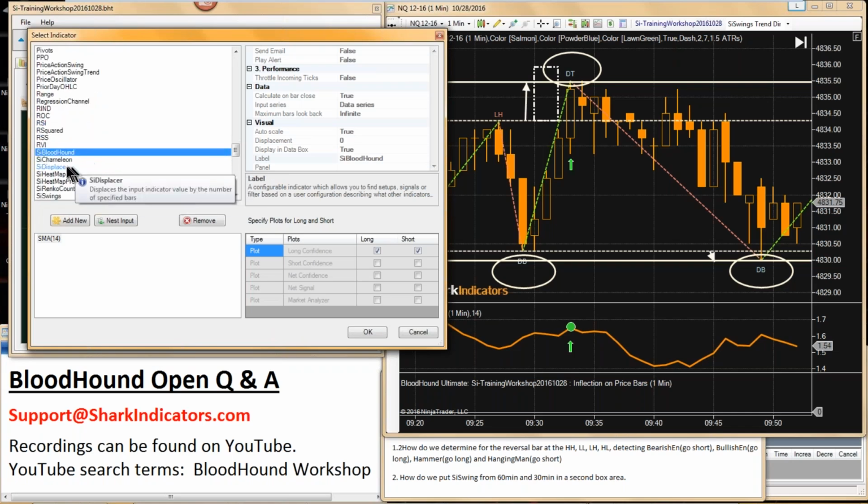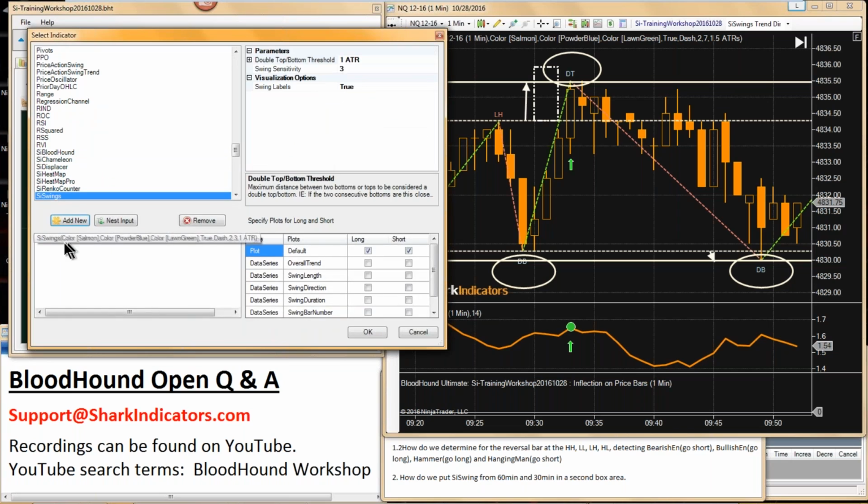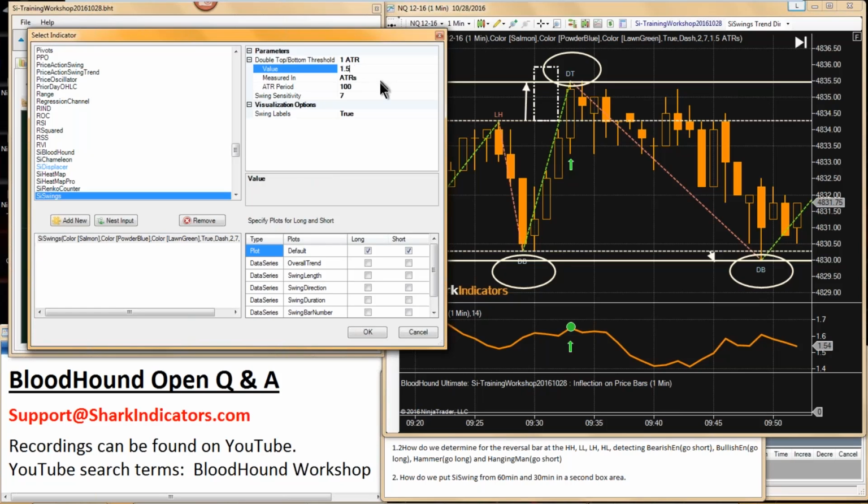So let's go down and find the swings indicator there, and let's set our parameters the same. So swings sensitivity of 7, and I was using 1.5 on the chart and a period of 14. There we go. Make sure that you set your parameters up to match what you have on the chart.